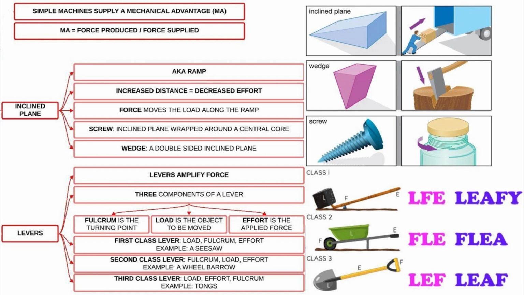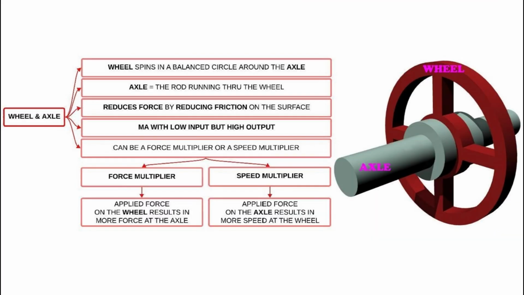A second-class lever has the fulcrum, the load, and the effort, and the example is a wheelbarrow. And a third-class lever has load, effort, then fulcrum. An example there is tongs or a shovel. Here's my way of remembering the first, second, and third-class levers. Leafy, flea, leaf. So first class is LFE, second is FLE, and third class is LEF.